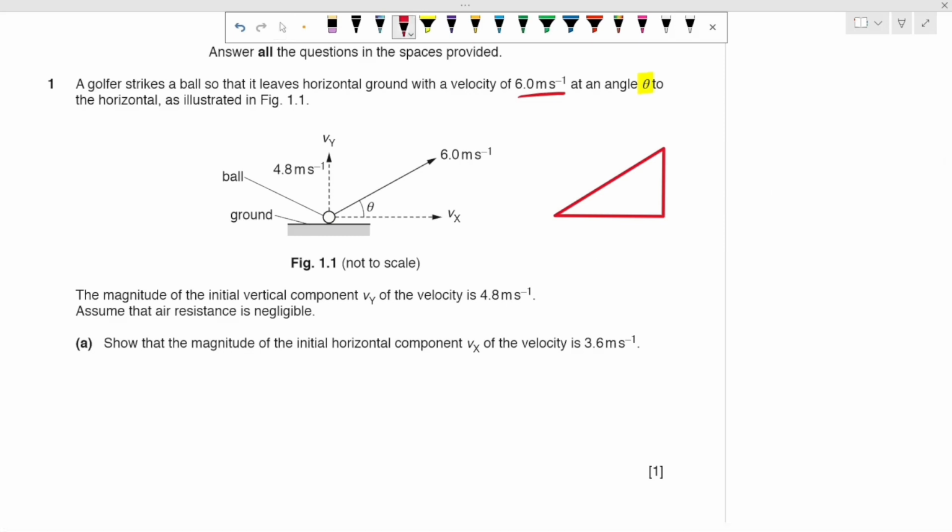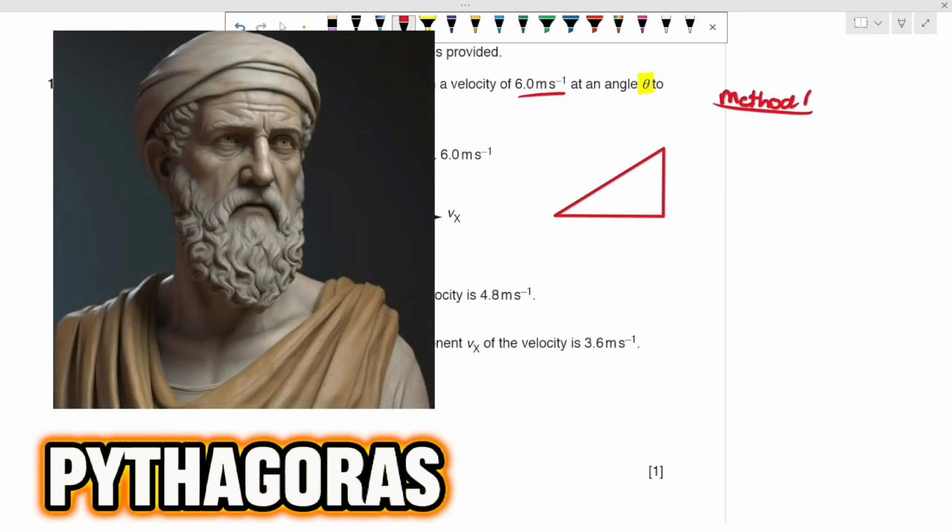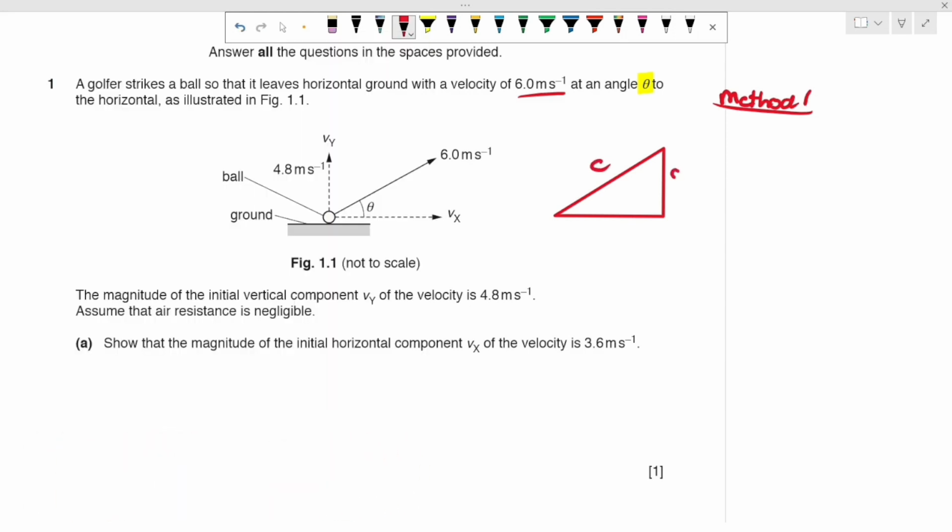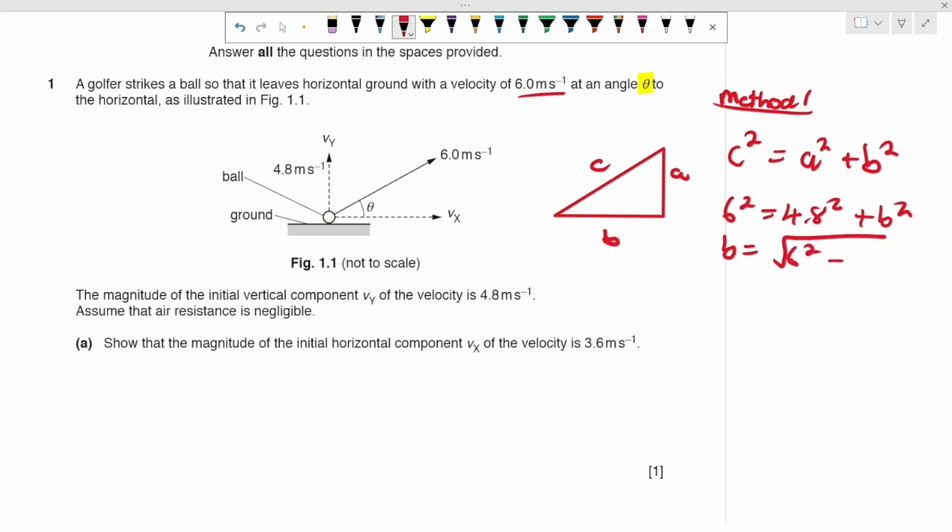So the first method, method one, is using something that this guy came up with, Pythagoras. Very important guy. So he came up with this law that if you have C, then you have A, and then you have B, in order to find C, C squared will be equal to A squared plus B squared. So in this case, our C is 6. So essentially, 6 squared would be equal to our A, which is 4.8 squared, plus B squared. So B will be equal to the square root of 6 squared minus 4.8 squared. Then we get a value of B of 3.6 meters per second, right? So that's the first method. We've shown that the magnitude is 3.6 by using something Pythagoras came up with.